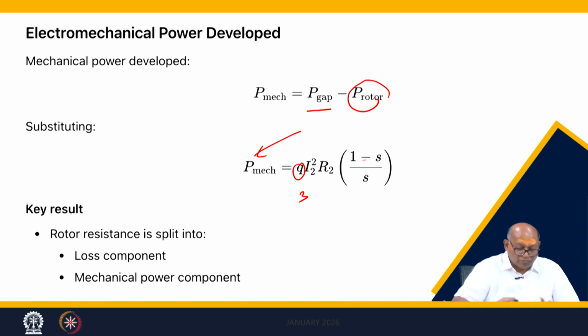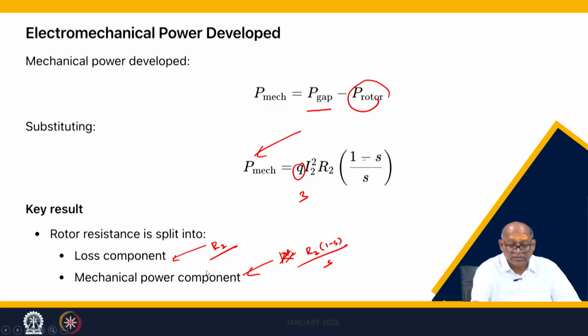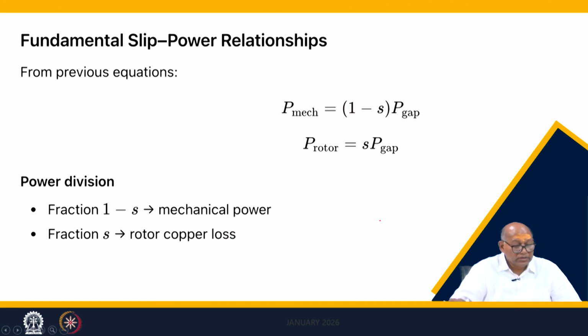So, what we have known is that the rotor resistance has 2 parts: one is the mechanical power component, which is R2 into (1 minus S) by S, and the loss component, which is just R2. If you add both, that becomes R2 by S. This is the total air gap power.